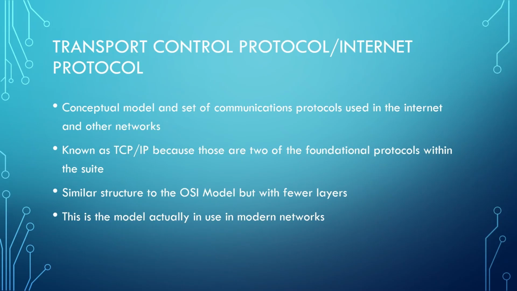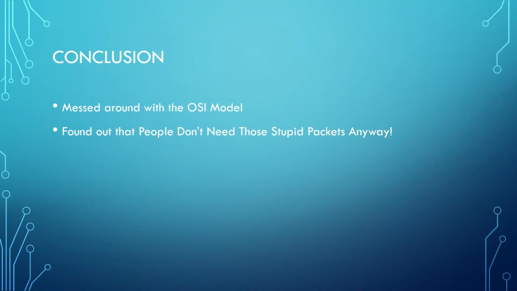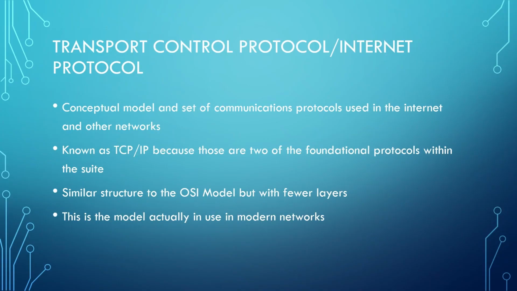Finally, we have the Transmission Control Protocol/Internet Protocol, or TCP/IP. It's a conceptual model and set of communication protocols used in the Internet and other networks. There are 2 foundational protocols within the suite, hence why it's called TCP/IP. It's a similar structure to the OSI model, but it has 5 layers instead of 7. I just like to cover all 7 because there's more data that way. But a lot of modern networks prefer to use it, so I figure I'd let y'all know it exists.